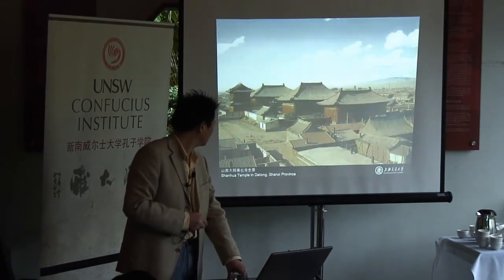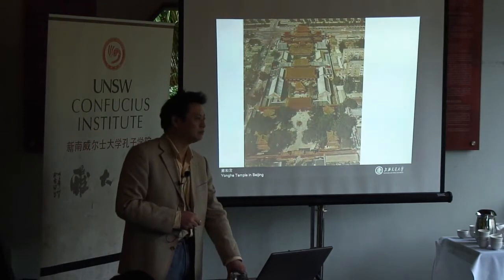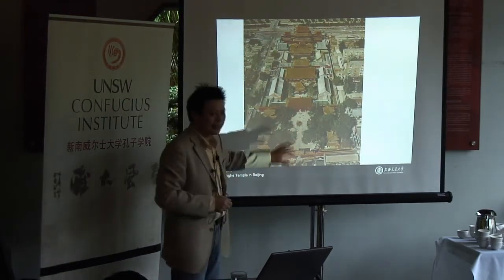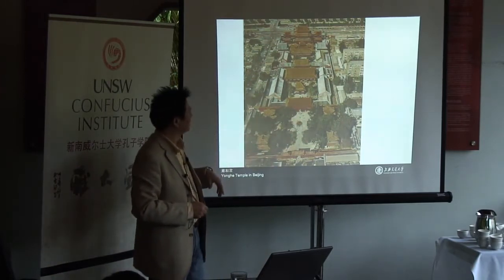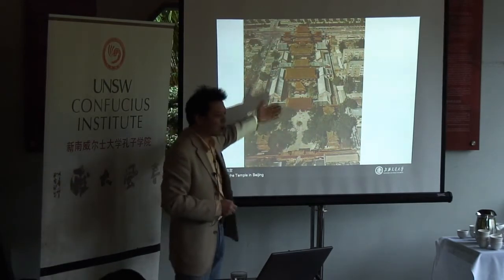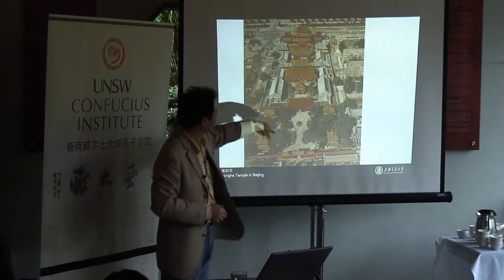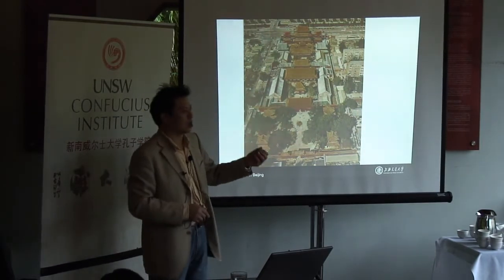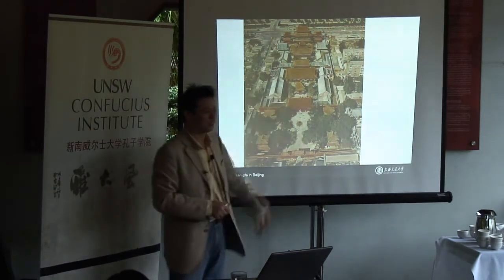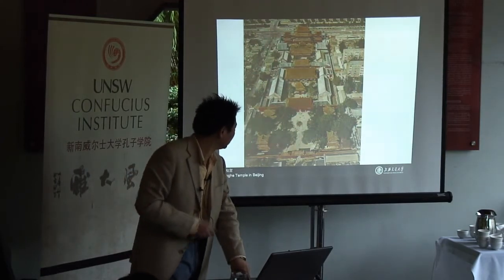Shanxi Datong, Sanhua Temple. Yonghe Gong in Beijing. Actually, this temple was the living house of an emperor of the Qing Dynasty. When he became emperor, he gave his house to the monks as a temple. So this was Emperor Yongzheng's dwelling before, and now it is a temple.